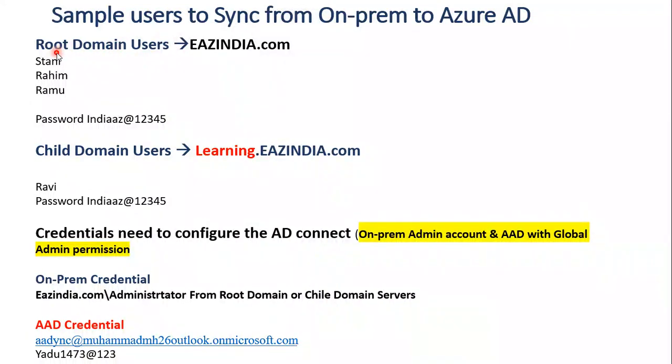Here you can see sample users to sync from on-prem to Azure Active Directory. I have a root domain called eazindia.com and a child domain called learning.eazindia.com. I created a few users and I am using the same credentials for these users. Then you will understand how I am going to sync them to Azure. Let me show my lab and we will have a demo.